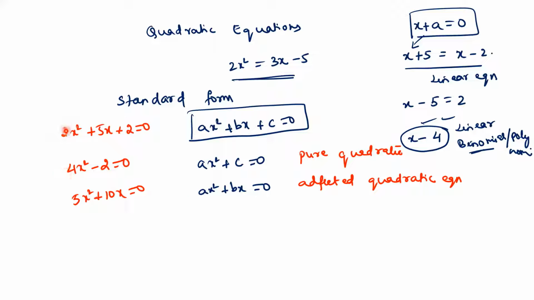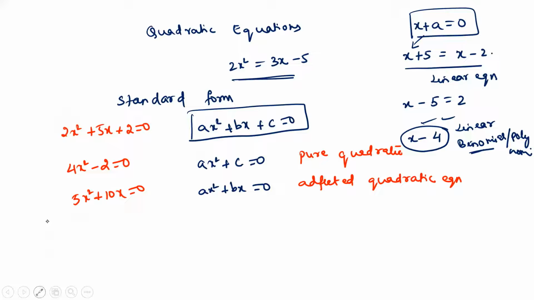Always 2 here. If this x square term itself is missing, will that remain a quadratic equation? No, ma'am. Just see here, the bx term is missing. Here, c is missing. What if ax square is missing? Then it will become a linear equation, isn't it?